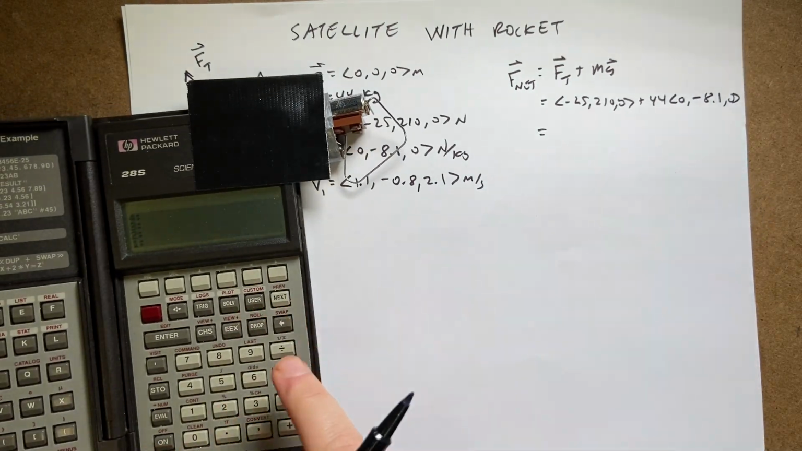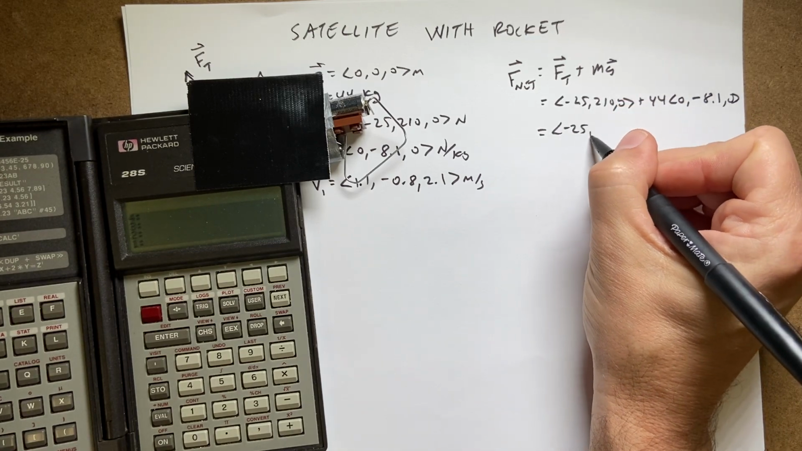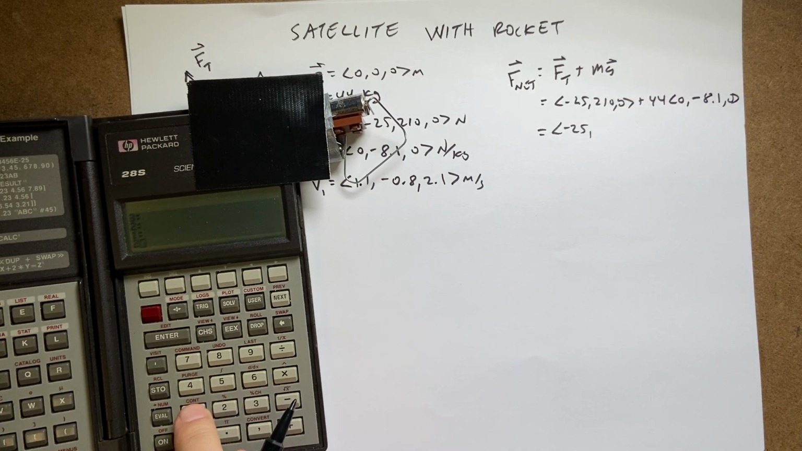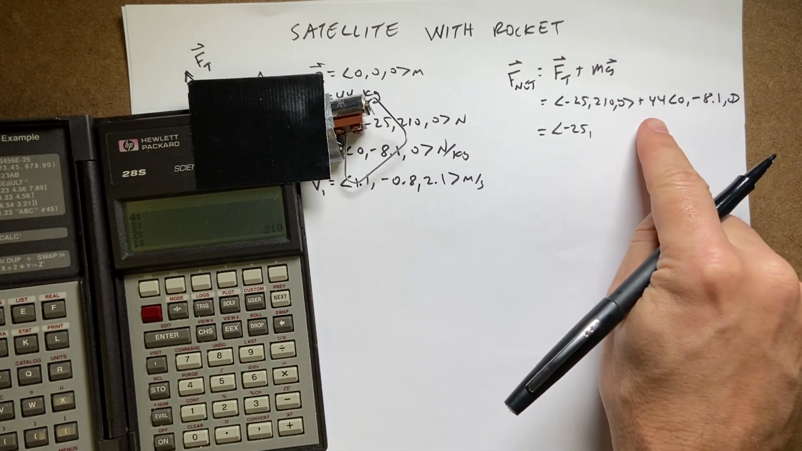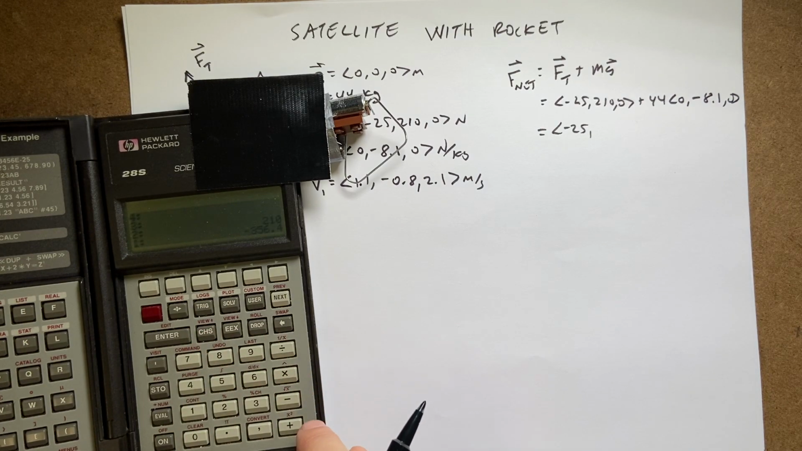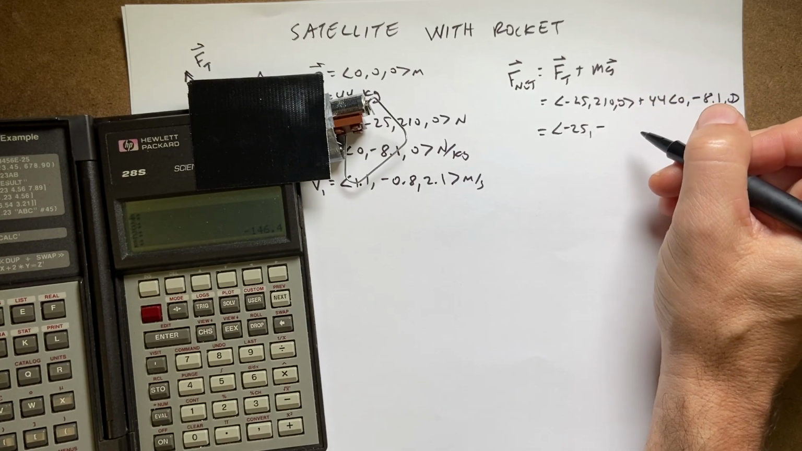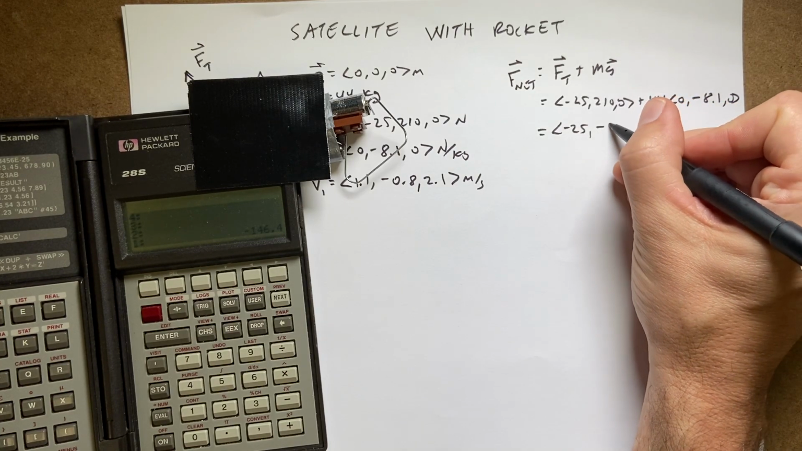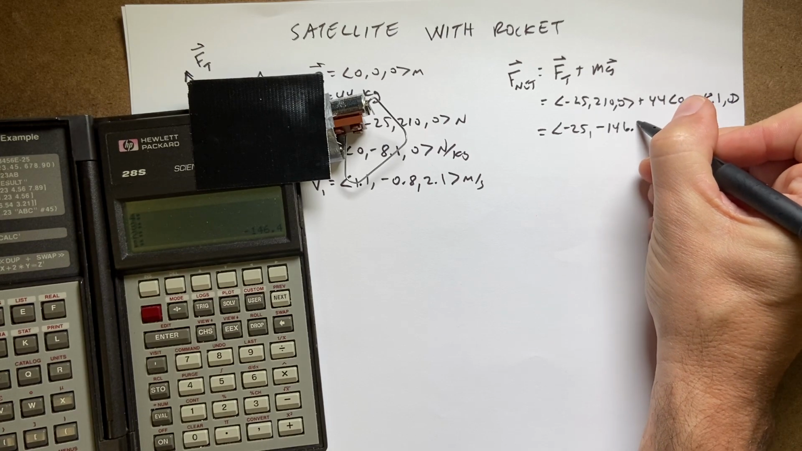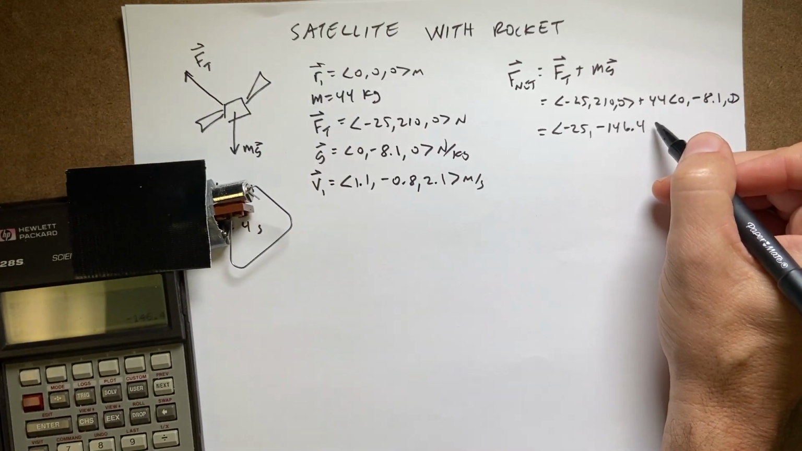Okay, so I get the x component is going to be negative 25. The y component is going to be 210. And then I have to add this in. So I have 44 enter 8.1 change sign times plus. And I get negative 146.4. And then there's no z component.